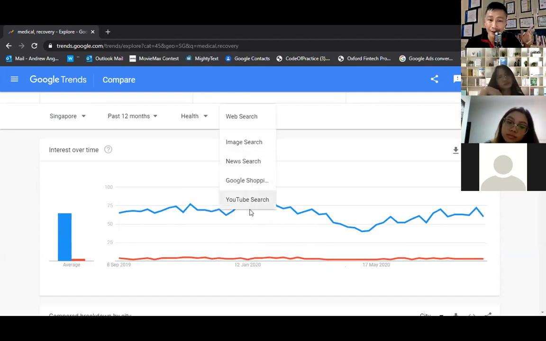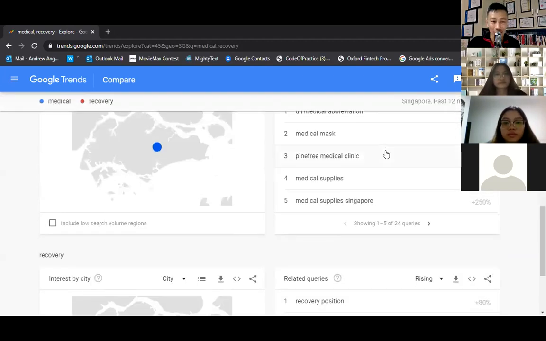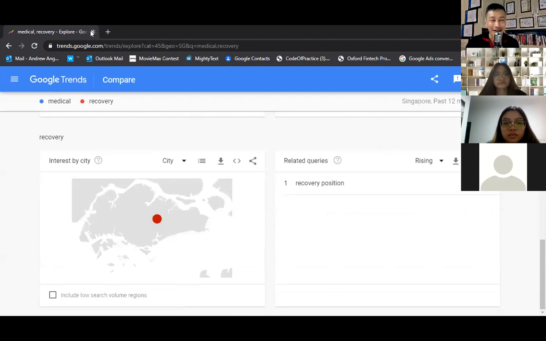You can actually go to these 4 things: image, news, Google Shopping, or YouTube search. Very useful actually, and it's very easy to use. Anyone got any questions? Okay, this is extra. I suddenly thought of this, maybe that's why it's not built into a slide.